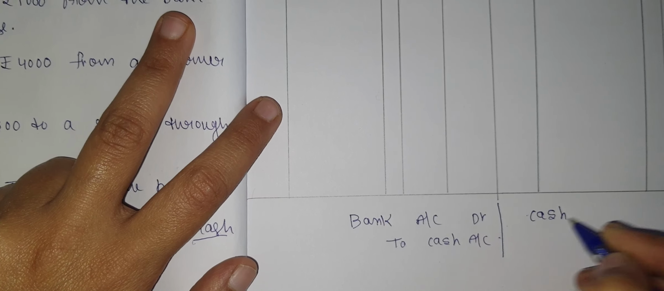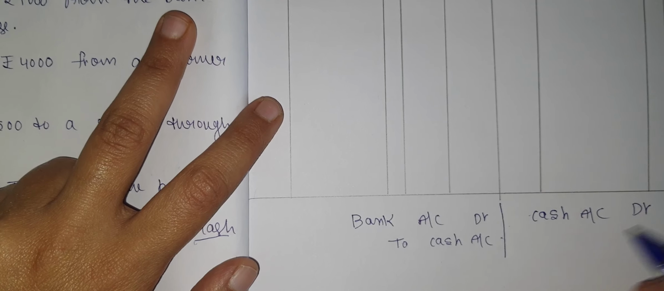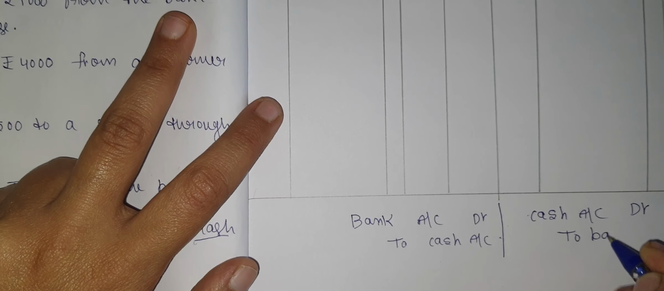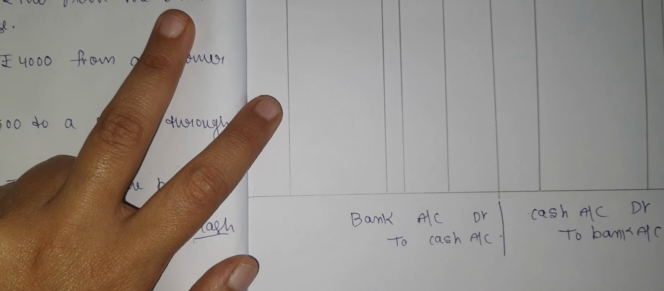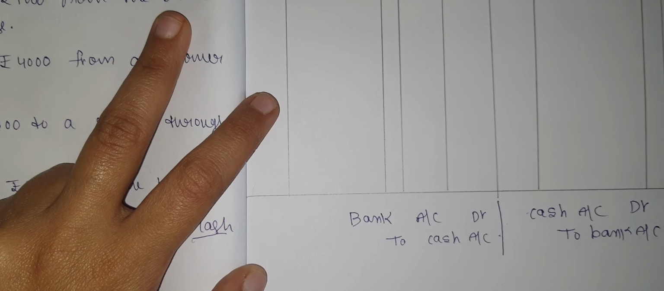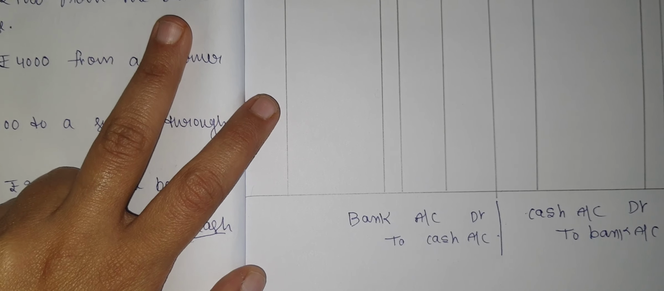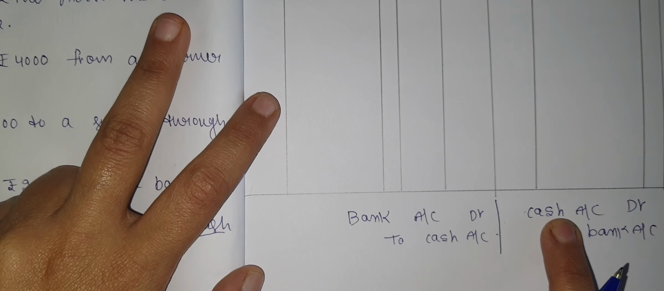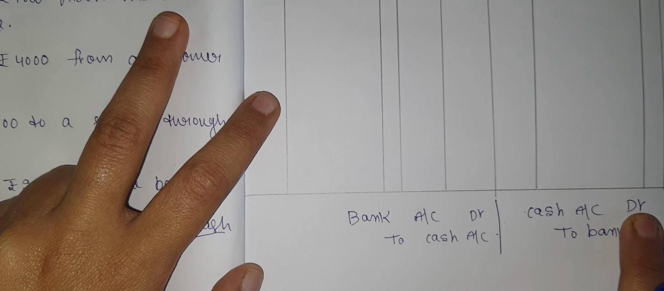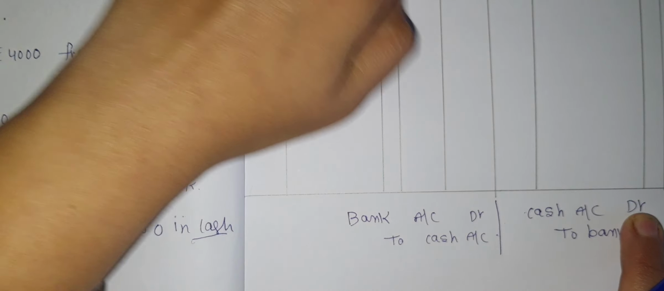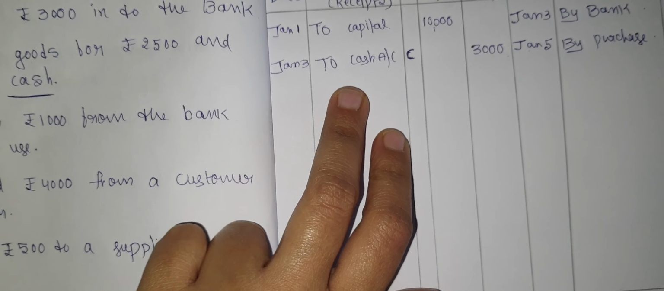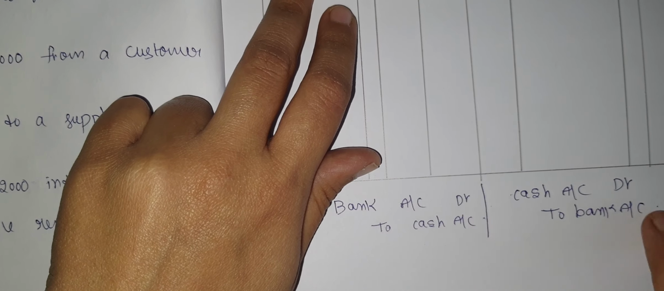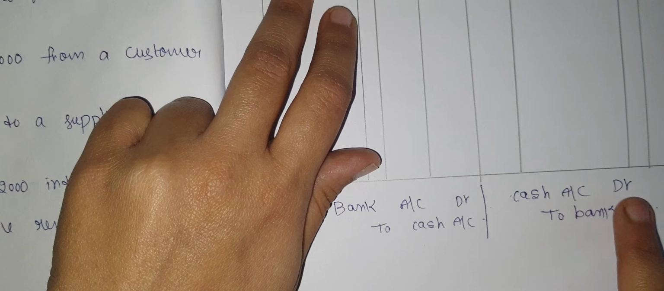Cash account debtor to bank account. Okay, see here. What do we have to do first? Here cash account is debited. Go to the cash book and go to the debit side. The entry is cash account debtor to bank account. Here cash account is debited.